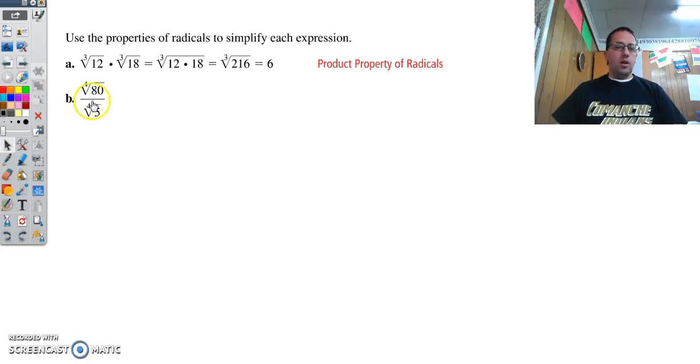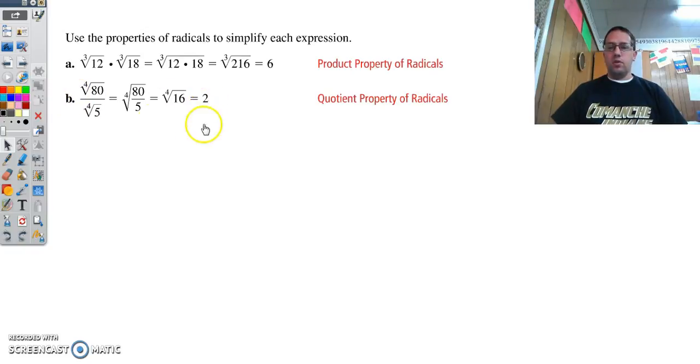On question B, we have the index, again, the same, both fourth roots. So that means we can take the radicand 80 and divide it by 5. So 80 divided by 5 is 16, and the fourth root of 16 is 2. So not too bad. Actually, that should be positive or negative 2.